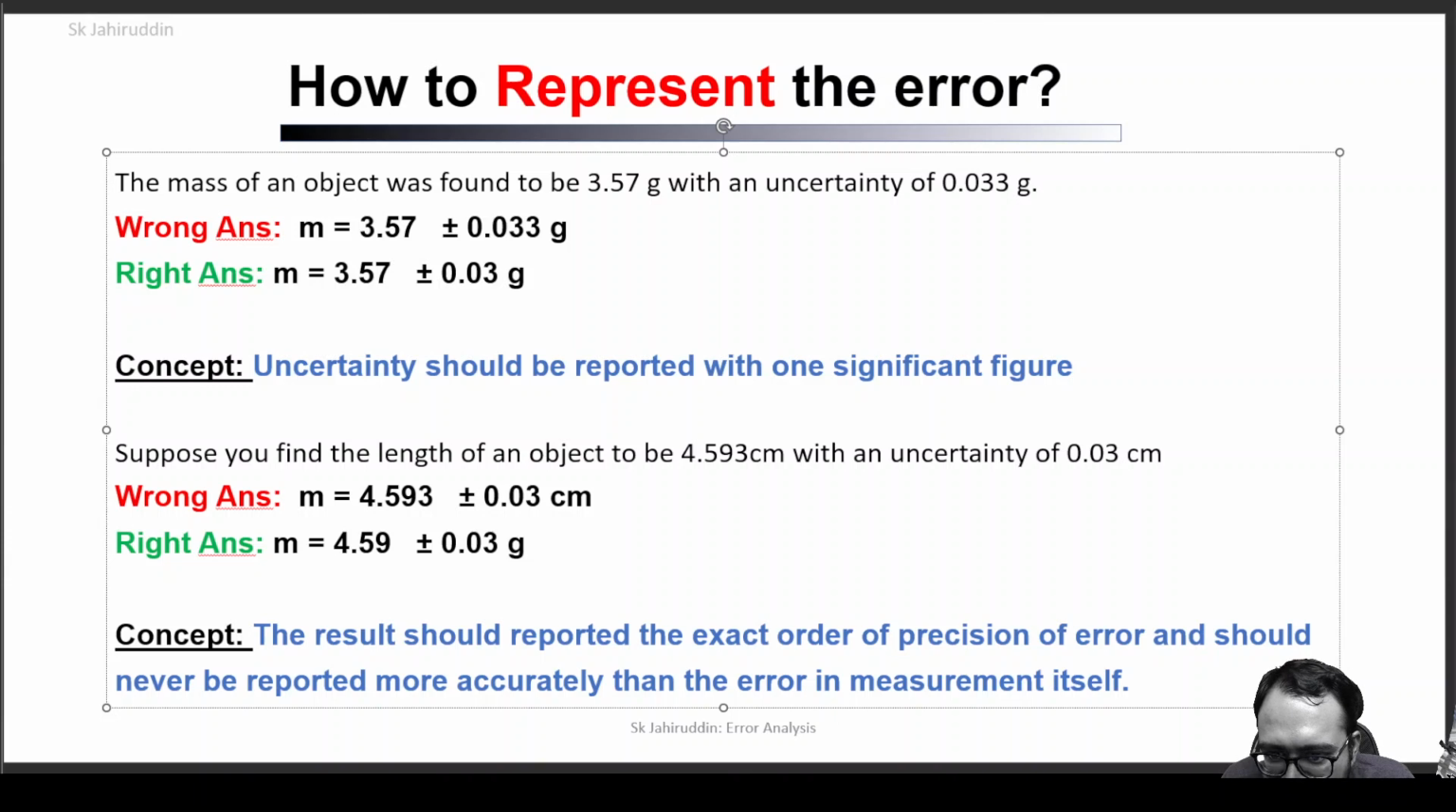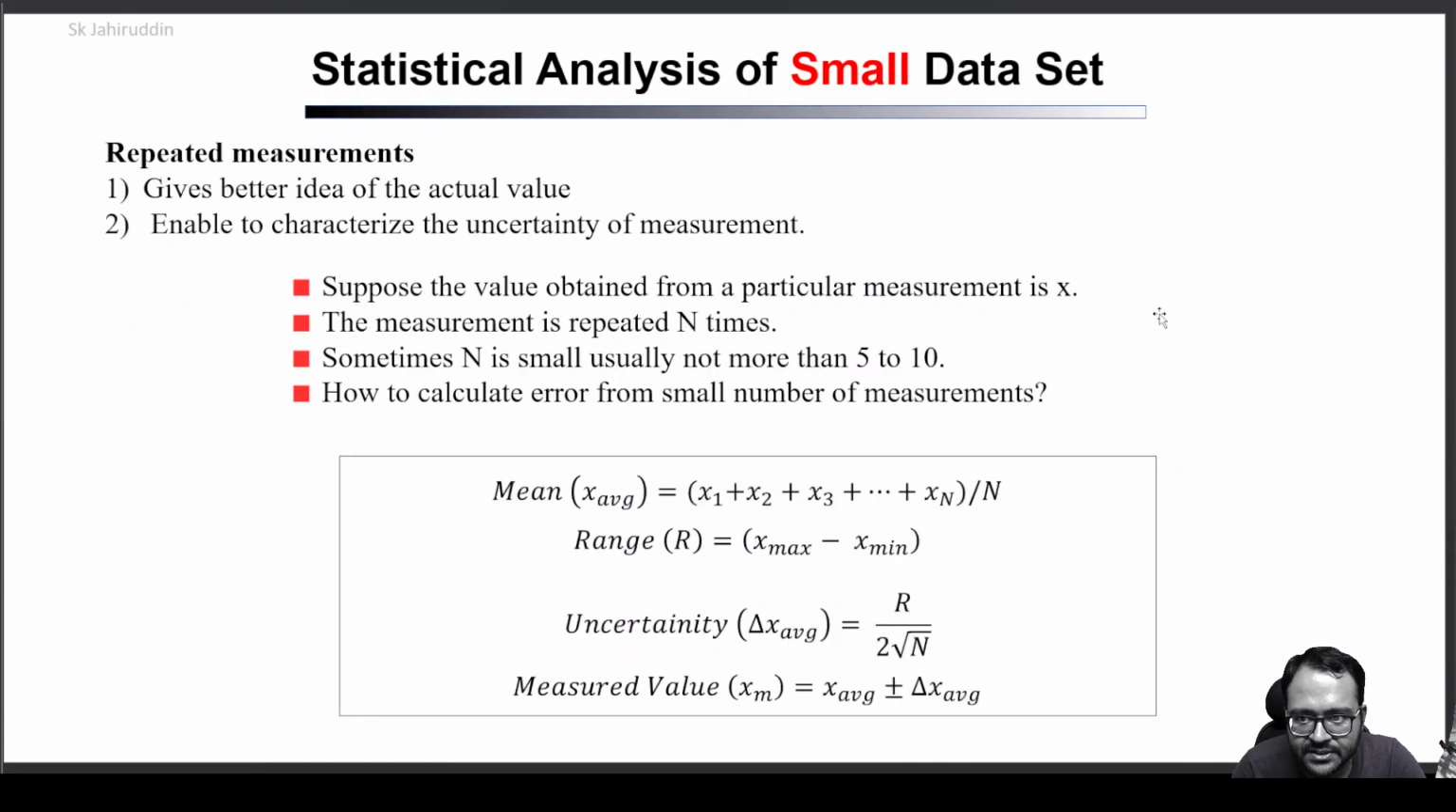So here, what I was trying to say is the result should not be reported more accurately than the uncertainty itself. If the uncertainty has 2 digits of significance, that means up to 2 digits you are confident about the uncertainty, then you cannot have 3 digits of confidence in your reported data. Okay, so let's proceed.